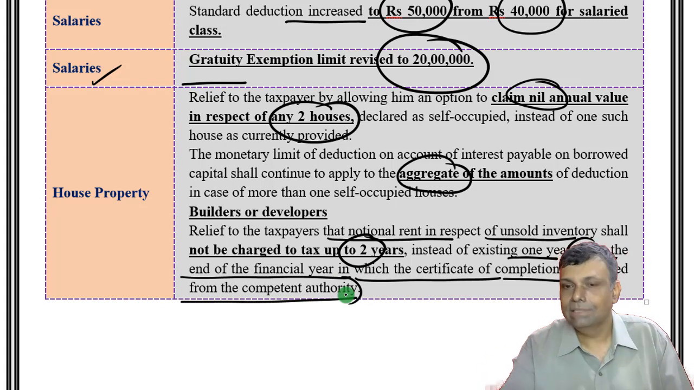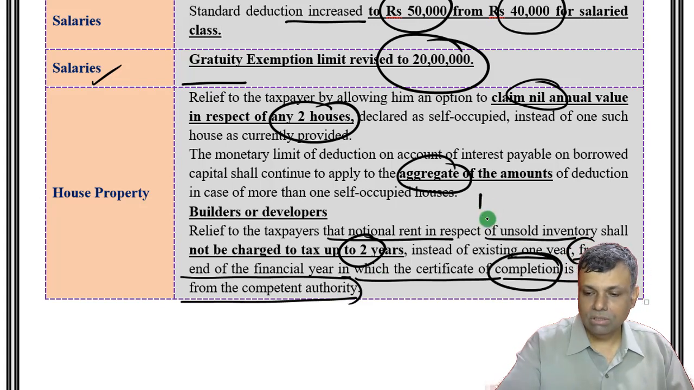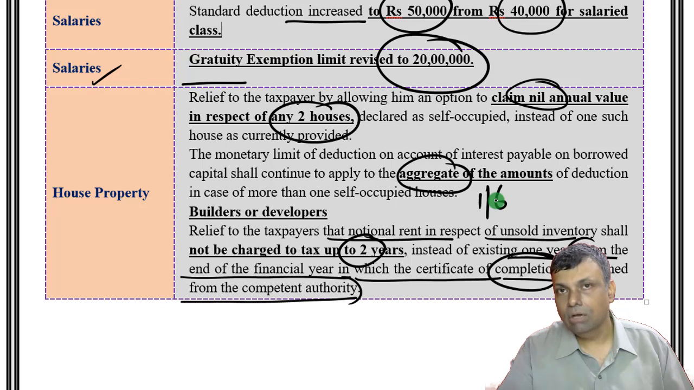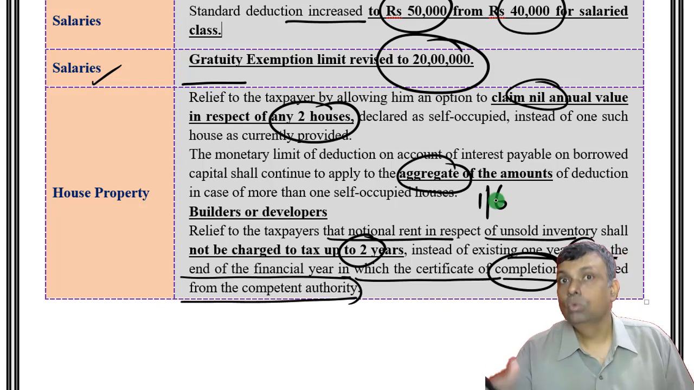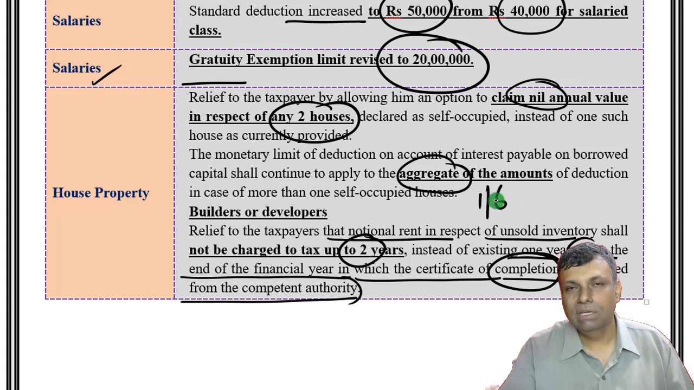See, imagine this way: supposing you got a completion certificate on 1st of June of a particular year. So 1st of June to 31st of March, that year, whatever the house property computation, the annual value will be taken as nil if it is an unsold inventory. And secondly, 2 complete years thereafter. So logically I call it 2.5 years. I mean not exact half, but it is 2 years and 1 incomplete year. This is how I symbolically say it.